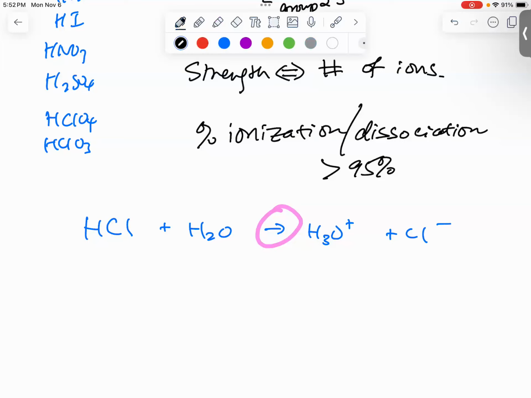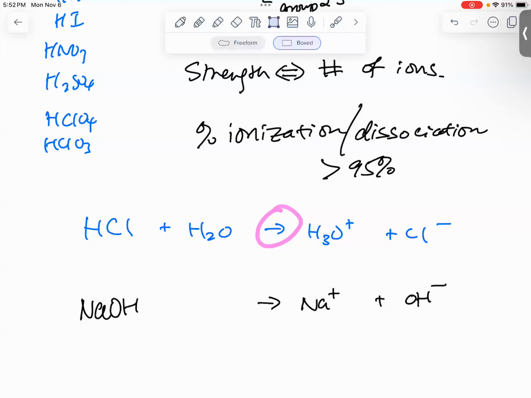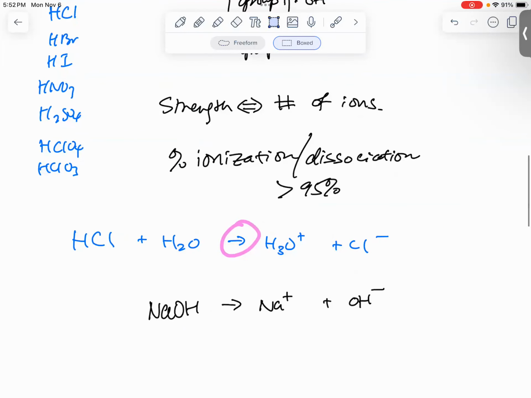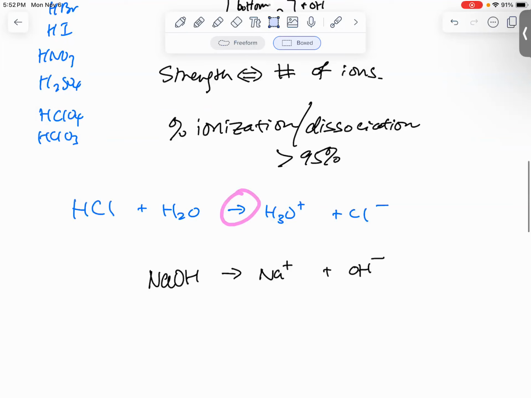Whereas sodium hydroxide, for example, is an ionic compound, and in water it just breaks down to Na plus and OH minus. So this is what we call dissociation. I wouldn't say they are interchangeable, okay? Because fundamentally, they mean something quite different. So far, so good? Okay.